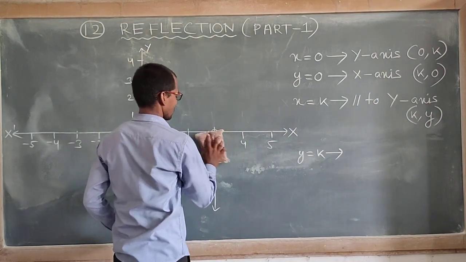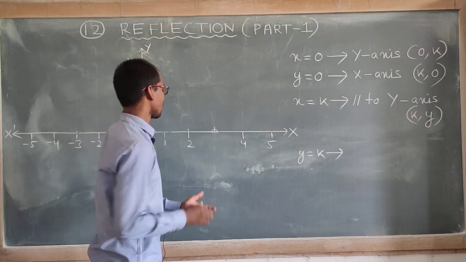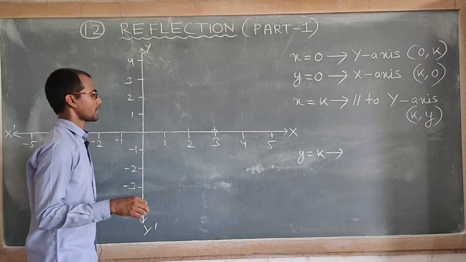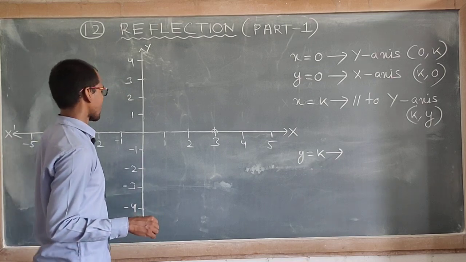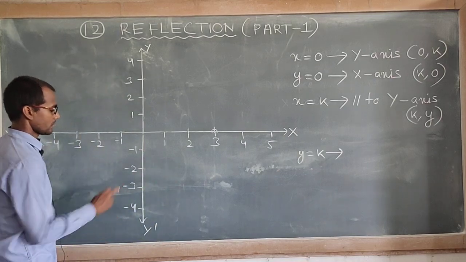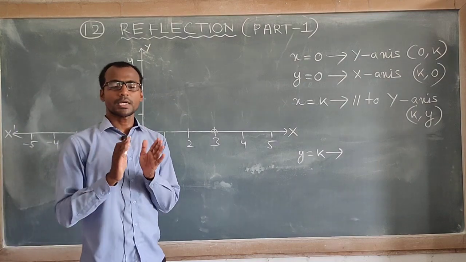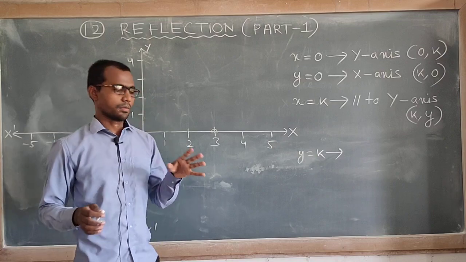If we take y is equal to constant, let us see. Let us take y is equal to minus 2. Here, plot some points whose y coordinate is minus 2, and x coordinate is your choice.